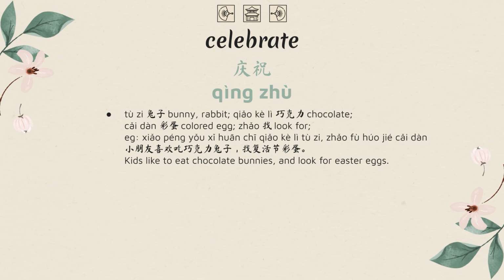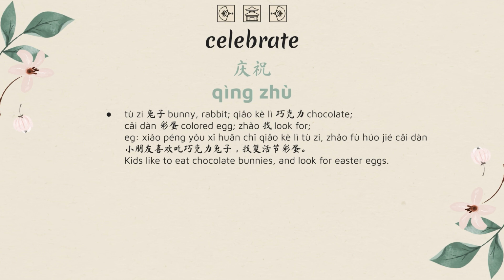Another thing that little kids like is the Easter egg hunt. 彩蛋. 彩 means color, colorful. 蛋 means egg. So 彩蛋 literally means colored egg. You might also know the word 鸡蛋, chicken egg. 找 means to look for, to search for. How do we say to look for Easter eggs? 找复活节彩蛋.